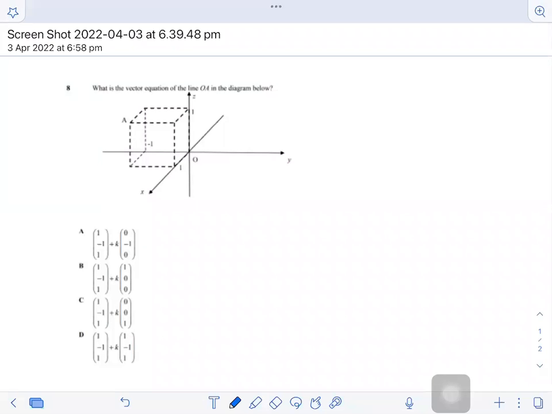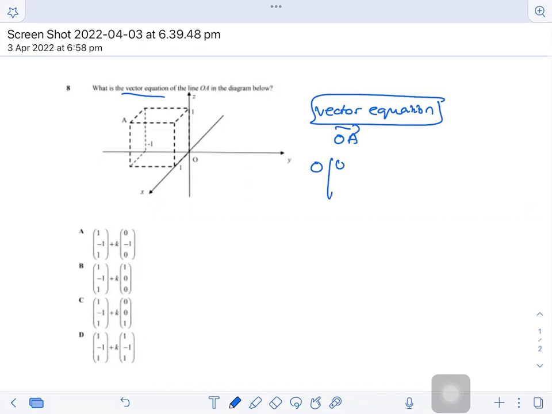Okay, so firstly, it says to find the vector equation. So if you want to get the vector equation of OA, O is the point 0, 0, 0, and A is the point. Now, we've got to find out what A is. So A is sitting there.